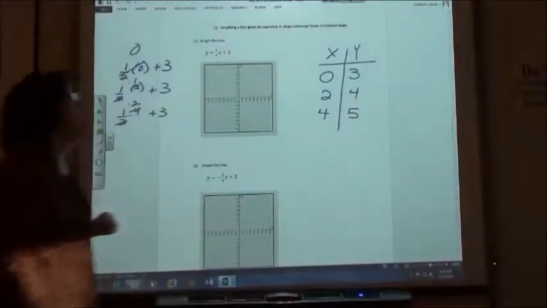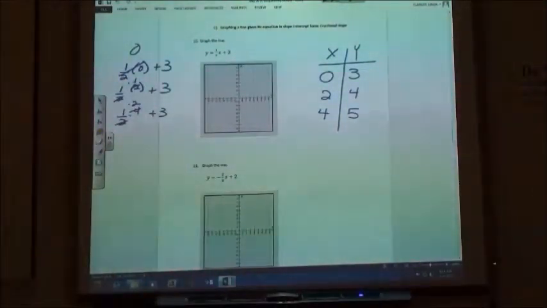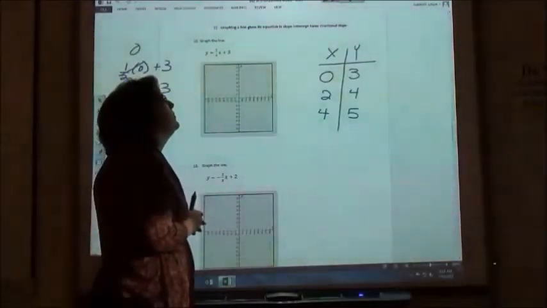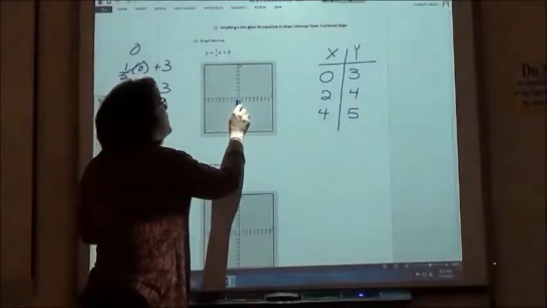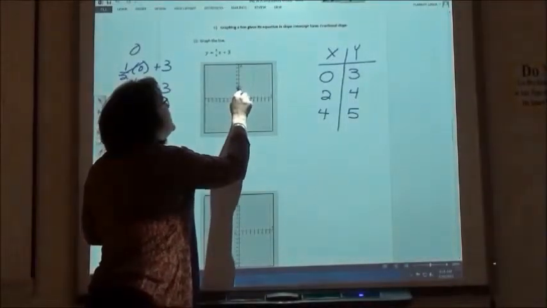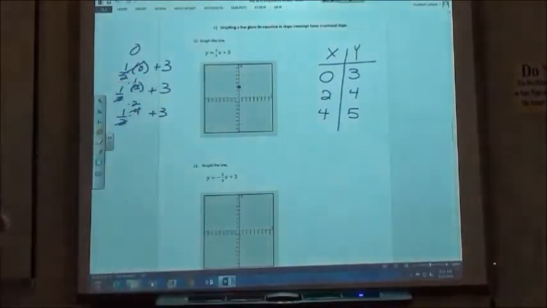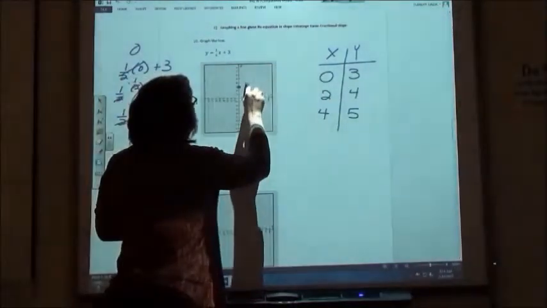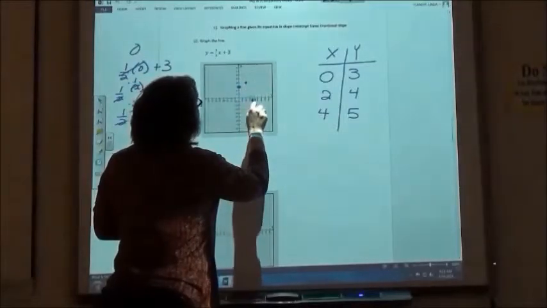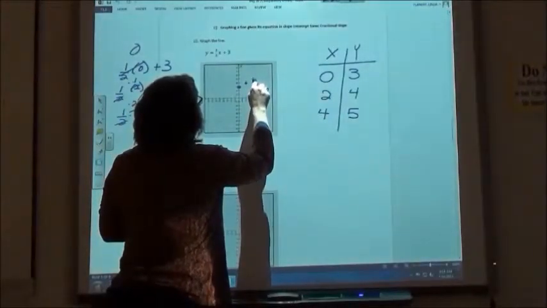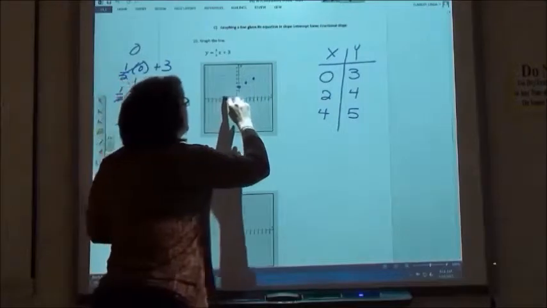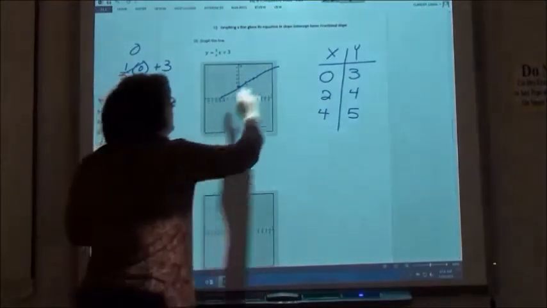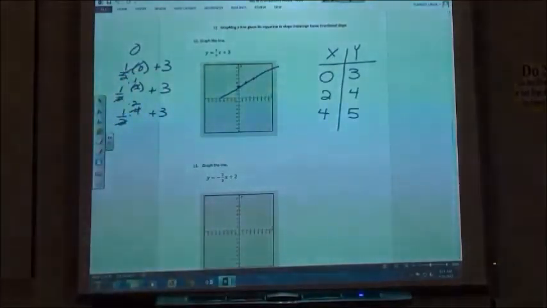So now we have to plot our points. How do we plot the point (0, 3)? 0, and then up 3. That's our y-intercept. And then (2, 4): go over 2 and up 4. And then (4, 5): over 4, up 5. And then we're going to connect our dots and double check. Yep, our slope was positive, so it should go uphill as I connect my dots, and it does.